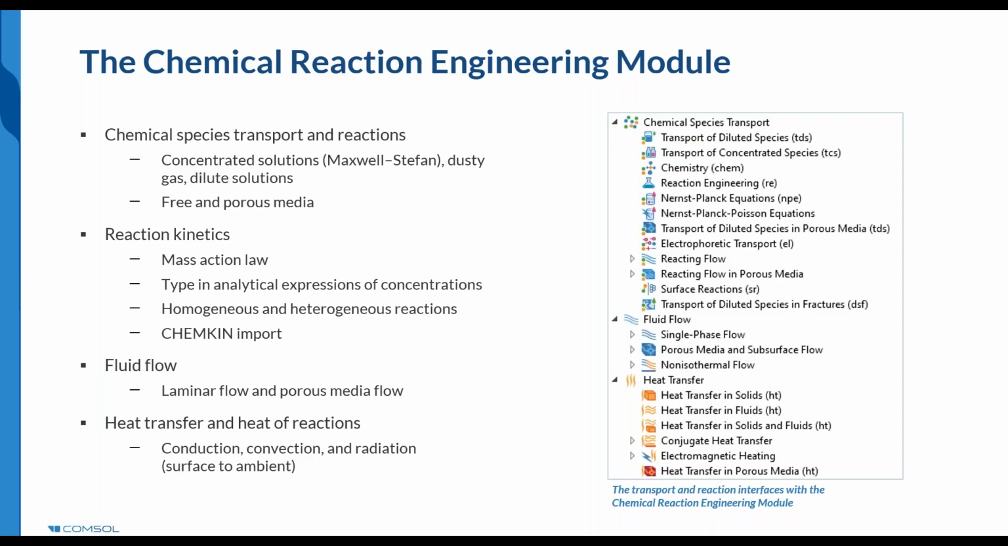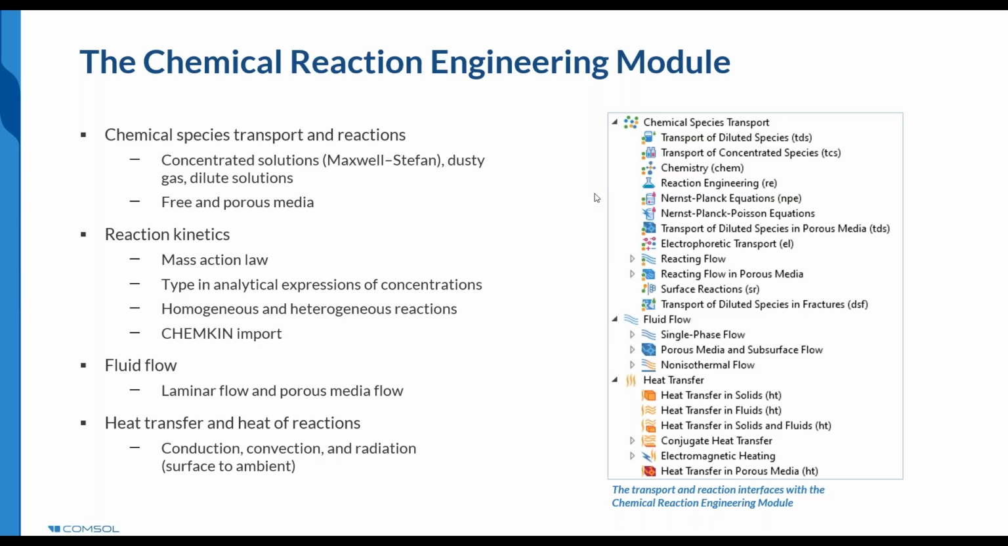At the top here, we have mass transport and reactions. We have transport of concentrated species and transport of diluted species. These are used to determine the diffusive movement of species and may be coupled with the fluid flow interfaces to incorporate an accurate representation of the convection. Migration can also be added to include the influence of an electric field on the transport of your ions.